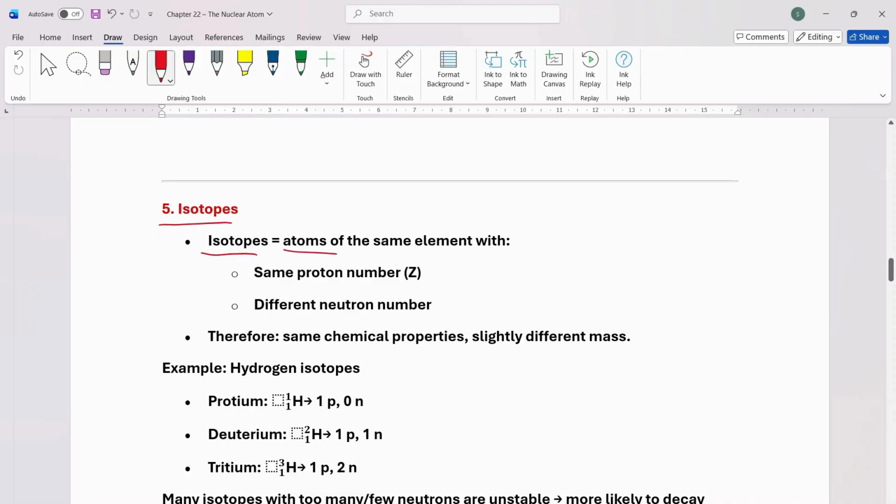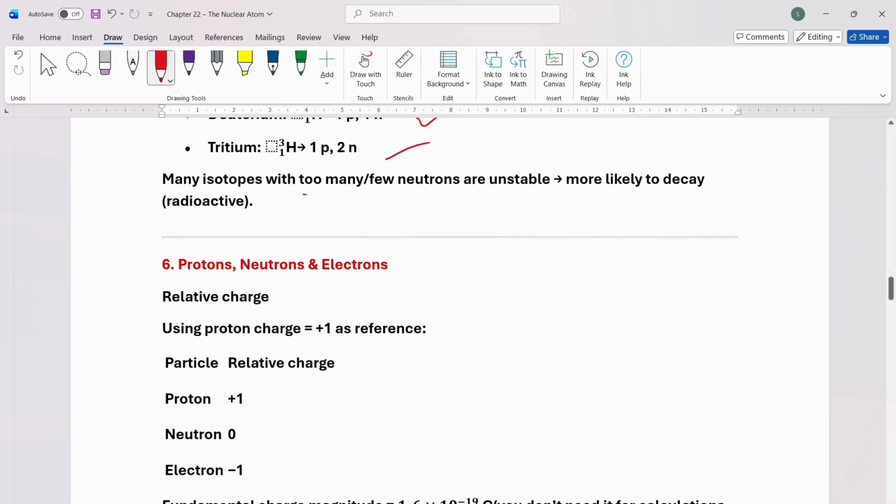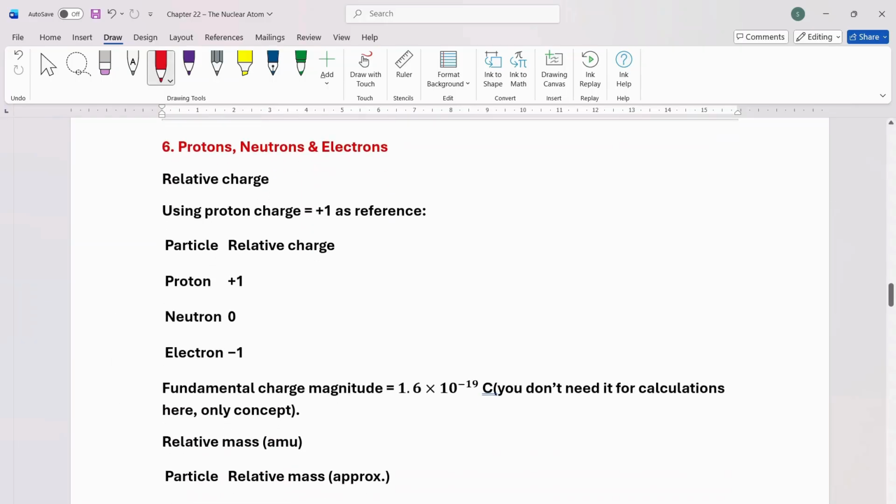Now let's discuss isotopes. Isotopes are atoms of the same element with the same proton number and different neutron number. Therefore, same chemical properties but slightly different mass. We have an example of hydrogen isotopes: protium, which has 0 neutrons, deuterium, which has 1 neutron, and tritium, which has 2 neutrons. Many isotopes with too many or too few neutrons are unstable and likely to decay, which is a radioactive property.